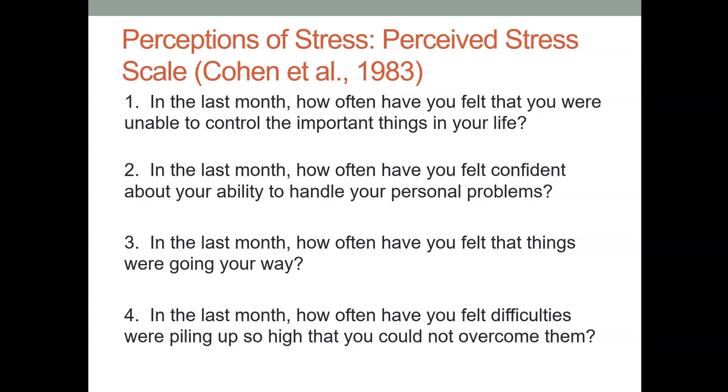Now, some of these are reverse scored, which means that if you give a higher answer, you say more frequently, then you are talking about lower levels of stress. Like number 2, in the last month, how often have you felt confident about your ability to handle your personal problems? In the last month, how often have you felt that things were going your way? That's another reverse scored one. And in the last month, how often have you felt difficulties were piling up so high that you could not overcome them? What you might notice from this scale is it really does get to appraisals.